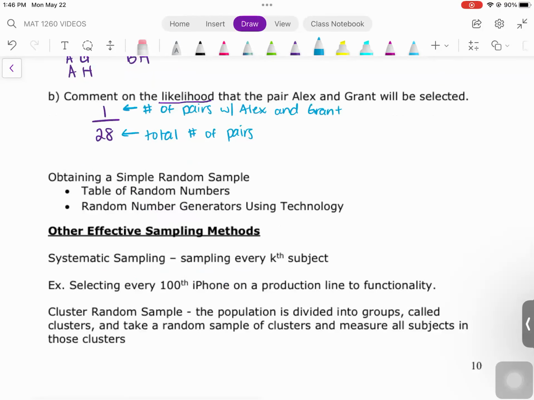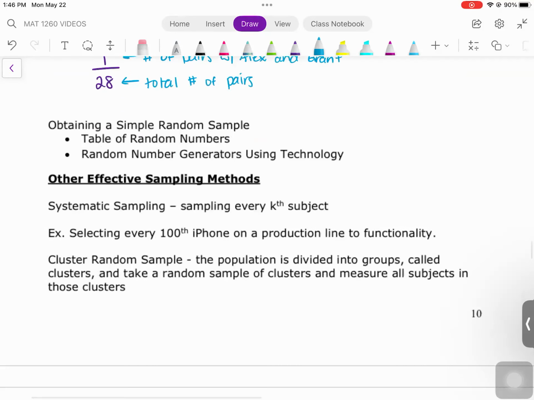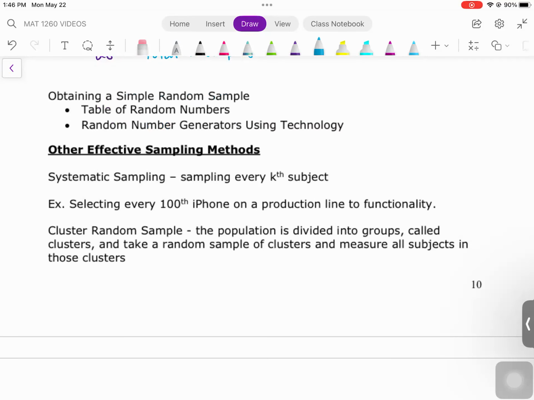Now, we talked about simple random sampling a little bit before. We talked about a random number generator, and that can be done using technology. So Excel has a random number generator. A lot of websites can do random number generators. There are also tables of random numbers that could be used. Now, some other effective sampling methods include systematic sampling, where you're sampling every kth subject. So we're sampling every 100th iPhone in a production line to test functionality.